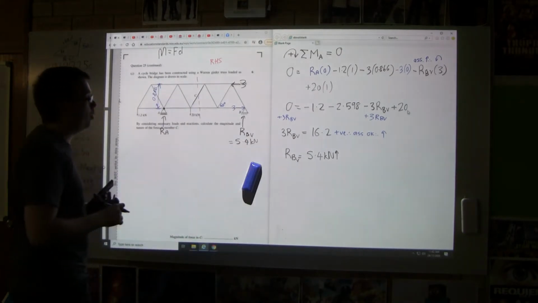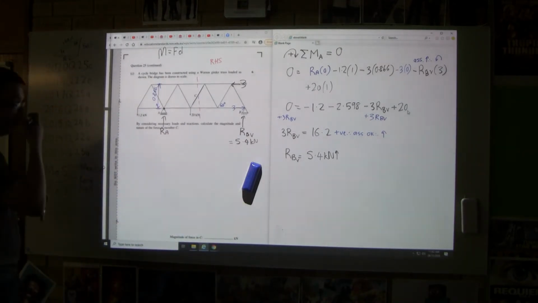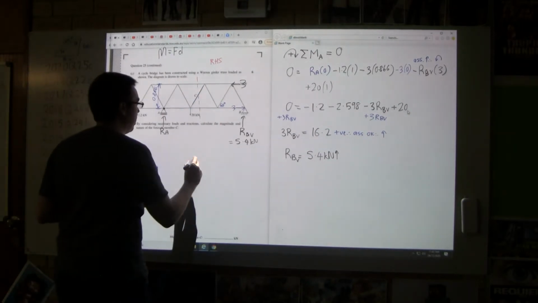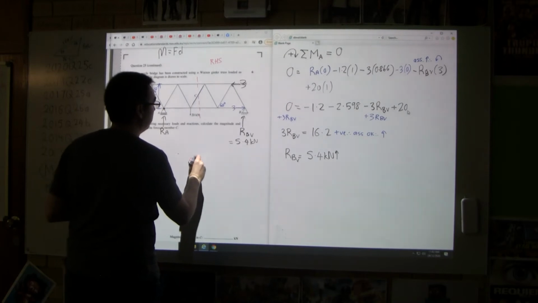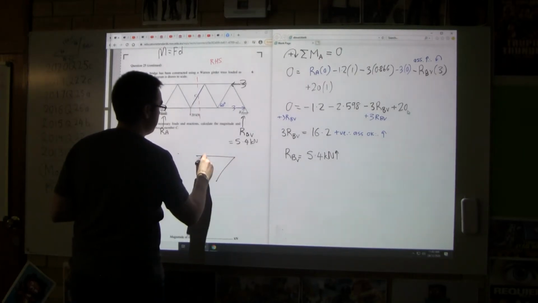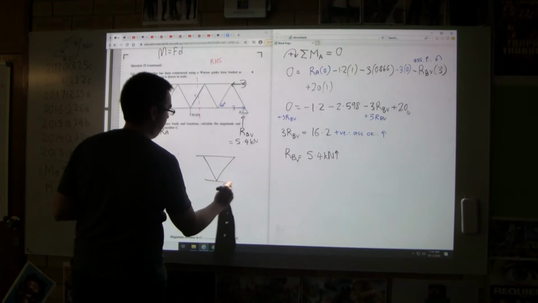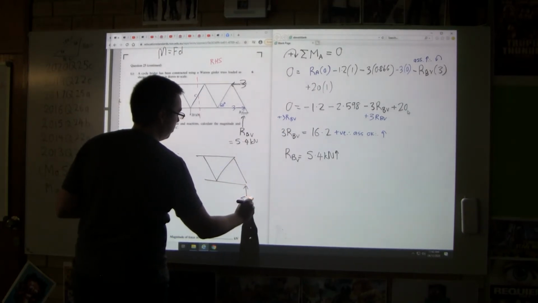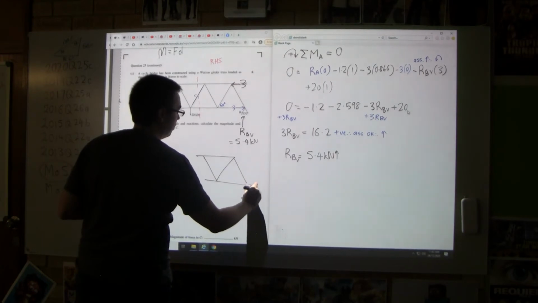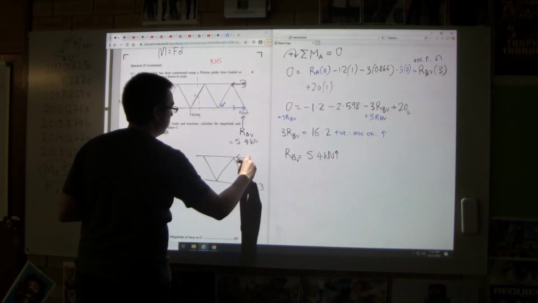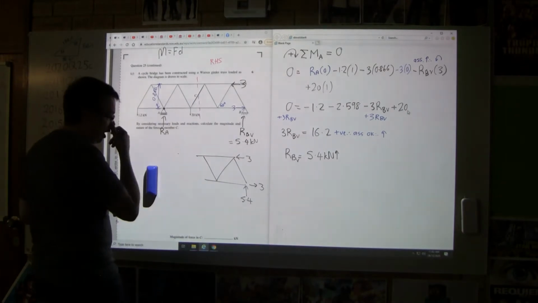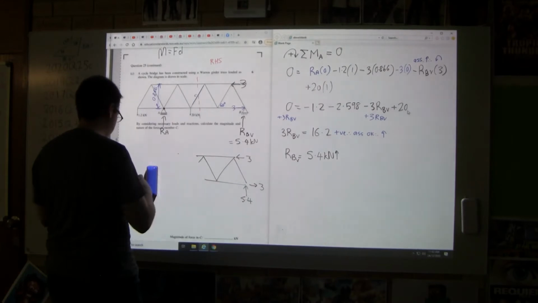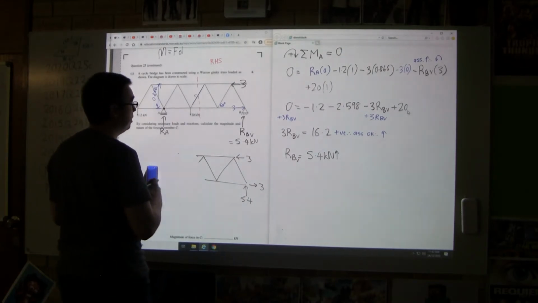Okay, I'm going to clear the board because I need that space. So I've decided I want to take this right hand side of the truss. So I'm going to redraw that now. Okay, and I'm putting all my forces back on here. 5.4, I've got 3, and that's it. Now, when I've drawn this section line, what I've done is I've cut and I've produced these 3 members.